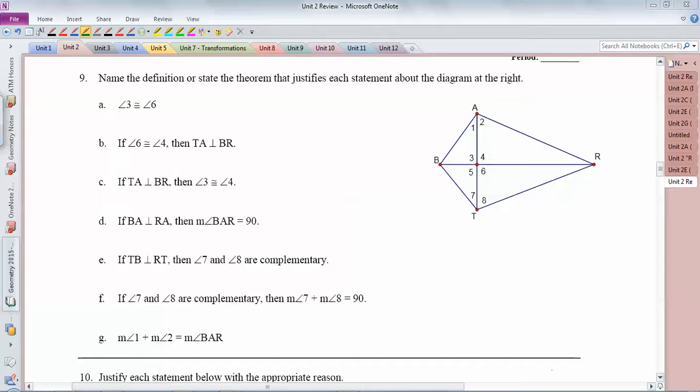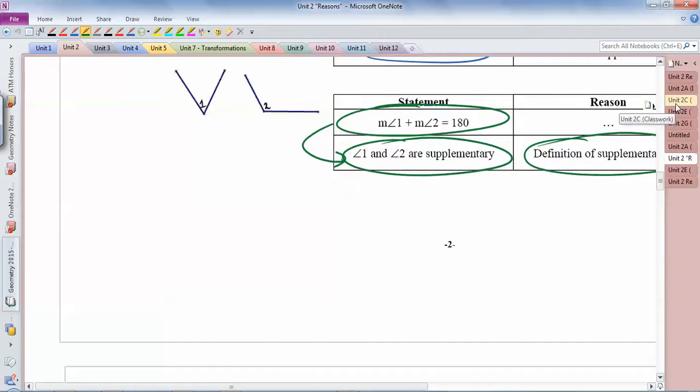All right, let's look at number 9 and 10 from the review packet for Unit 2. Both of them are matching statements with reasons. So I've got the reasons handout here that we'll reference every now and then.